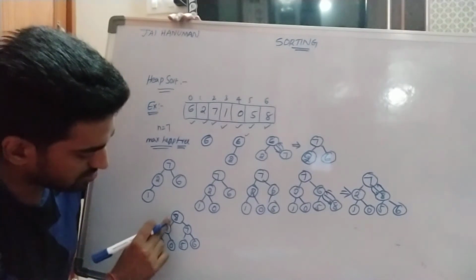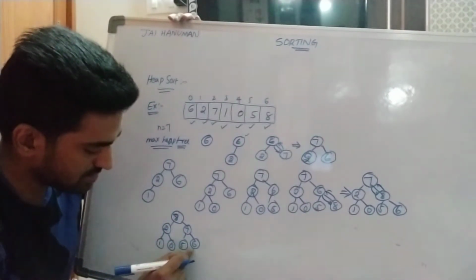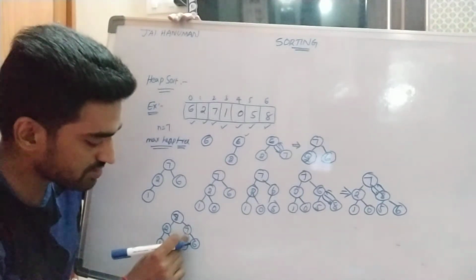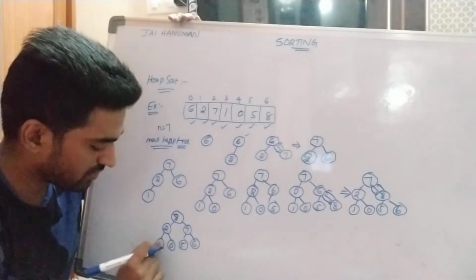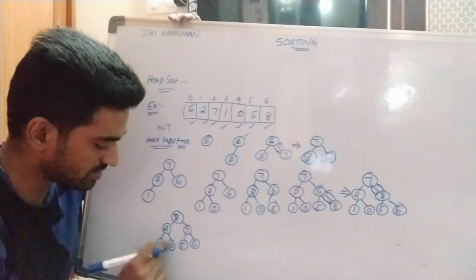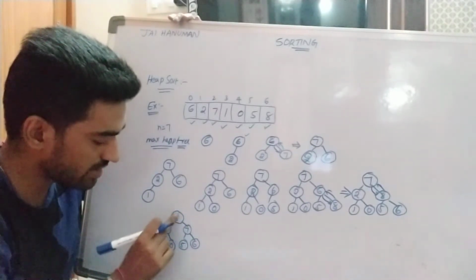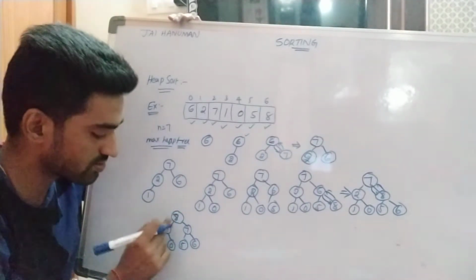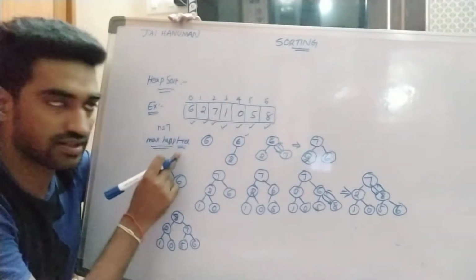Why? Because parent nodes are always greater than children nodes. So for these children nodes, what is the parent node? 7. So 7 is greater than the children nodes. So what is the parent node for 1, 0? 2. So this is also greater than the children nodes. So what is the parent node for 2 and 7? 8. So 8 is greater than 2 and 7. So that's why this tree satisfies the max heap tree property, right?